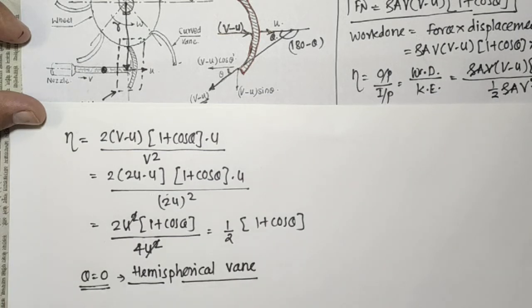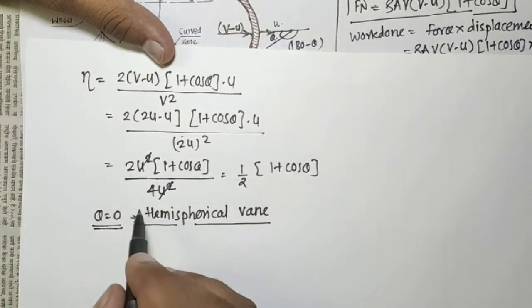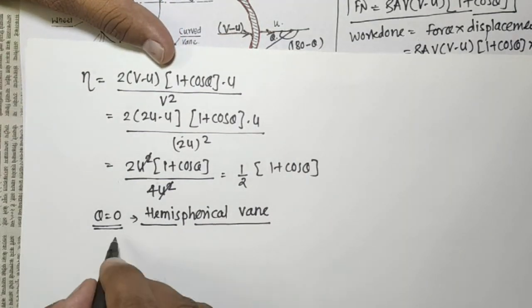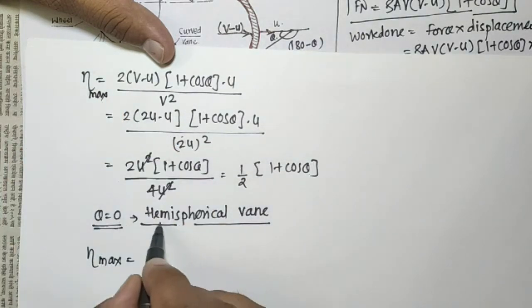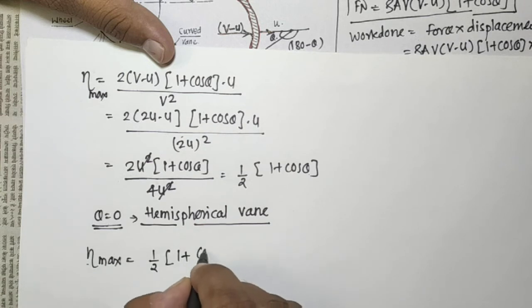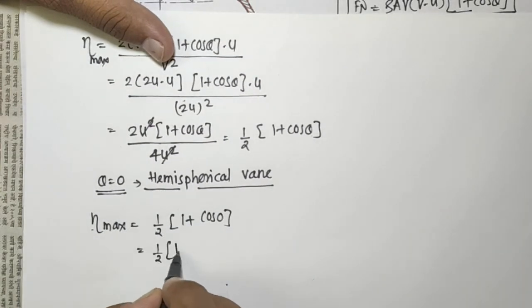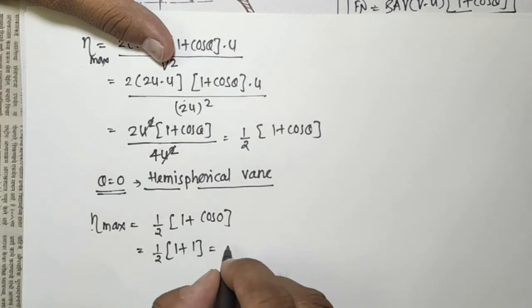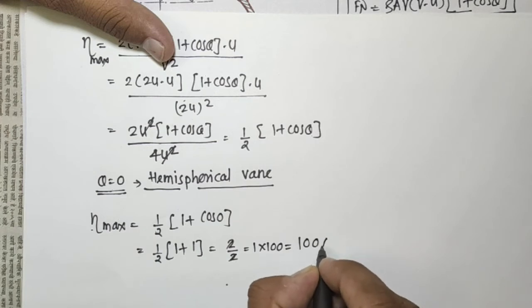For a hemispherical vane, this formula indicates that cos theta is equal to 0, so cos 0 is equal to 1. By putting this value in this equation, for a hemispherical vane which has theta equal to 0, the maximum efficiency will be 1/2 (1 plus cos 0), where cos 0 is equal to 1. It will indicate that 2 upon 2 is equal to 1, into 100, is equal to 100% efficiency.